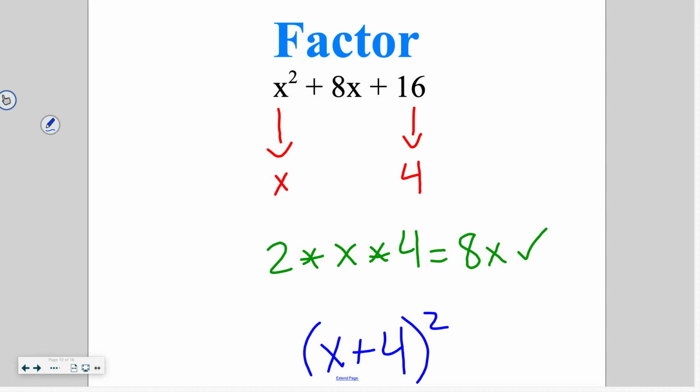Square root the front is x, square root the back is 4, x times 4 is 4x, times 2 is 8x, that matches the middle. The middle is a positive, so we have x plus 4 squared as our final answer.